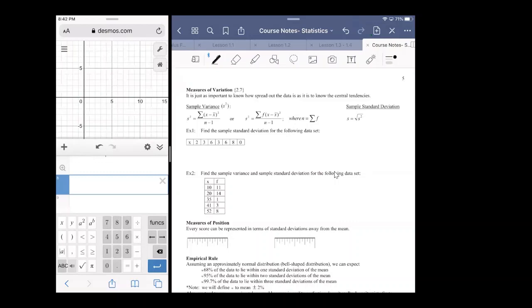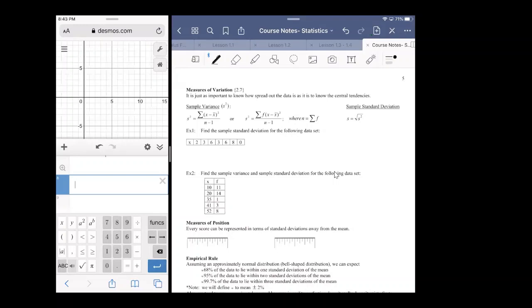We already knew that the data was spread out in some capacity because the numbers are different from one another. So I know that this standard deviation, just by looking at it, is going to be something other than 0, because the numbers in example 1 are 2, 3, 6, 3, 6, 8, and 0. They're not all the same. They're different from one another.